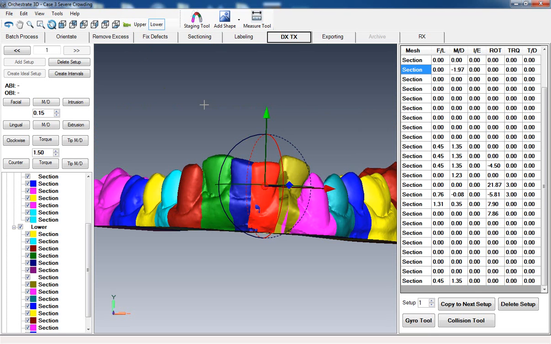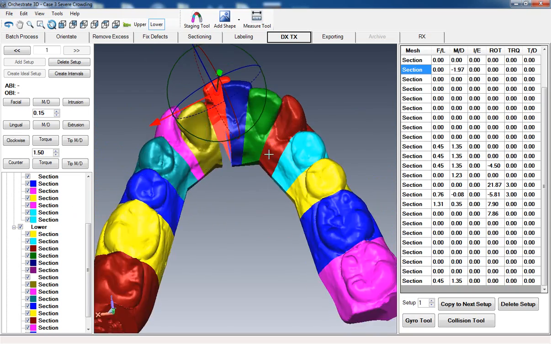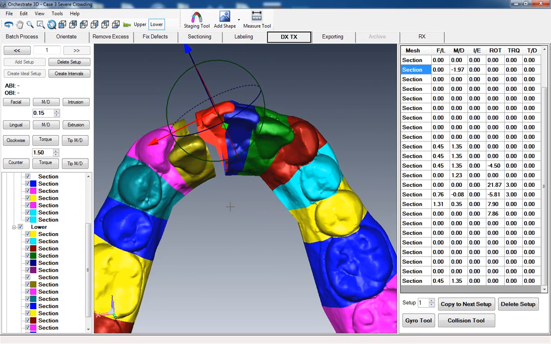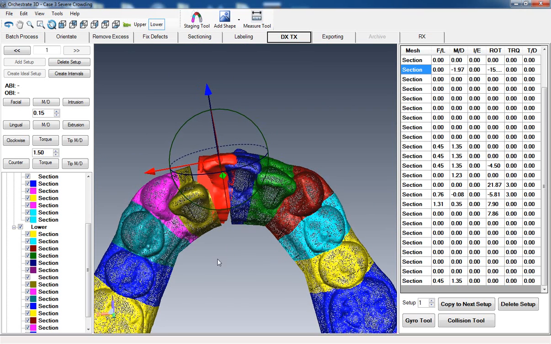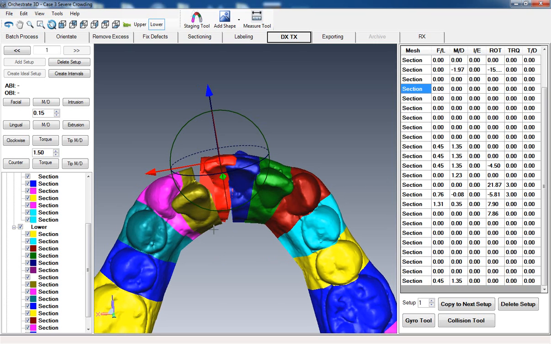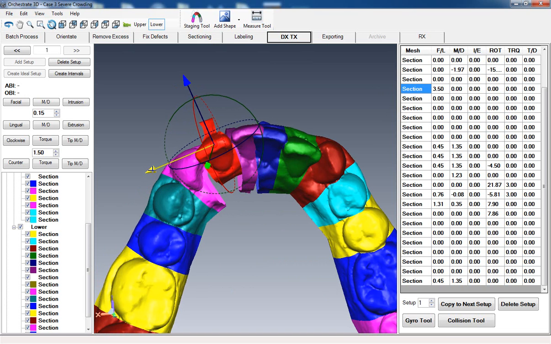And now you see this is quite a bit more complex case than the previous cases we were working on. This case has a lot of crowding. So now we're going to work on the rotation here. And now we're going to again repeat the same process, just work our way around the arch. So bring this to facial, bring it so it's just a small space distal to that central there.